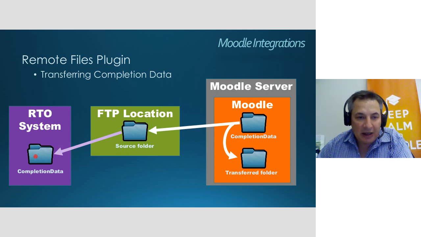And then obviously the RTO system was responsible for logging into the FTP location and extracting the files that we had set there. So whether we're loading files every 5 minutes or once an hour or once a day, they would have their own scheduled tasks that would run in whatever frequency they wanted to check that file, and the files would transfer across.